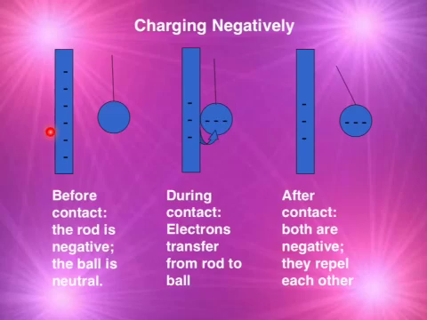If you want to charge this ball with a negative charge, you bring a negatively charged rod in contact with it, and some of the electrons will flow from the rod to the ball. Now negative and negative repel each other, and they both end up being negatively charged.